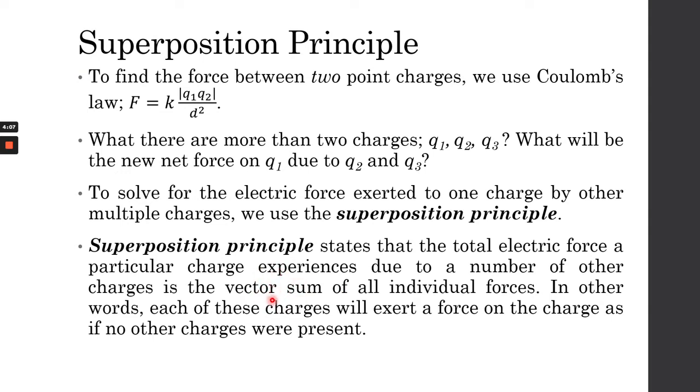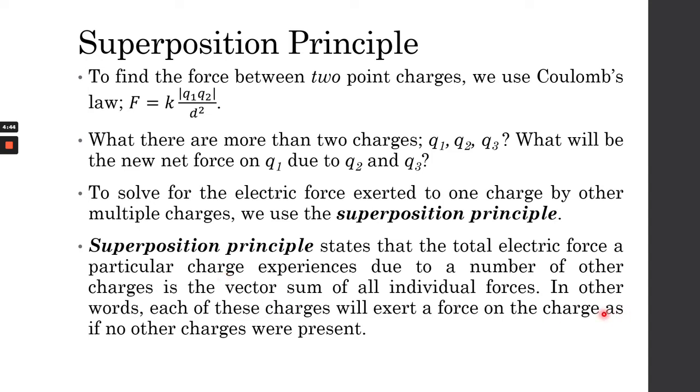Basically, vector addition is something that we discussed in the beginning of Physics 1. I hope you remember your vector addition and subtraction, and all those horizontal and vertical components, because we're going to go back there. By measuring the force exerted by Q2 on Q1 and the force exerted by Q3 on Q1, and then using a vector sum, we can measure the total electric force. That's basically what the superposition principle is.